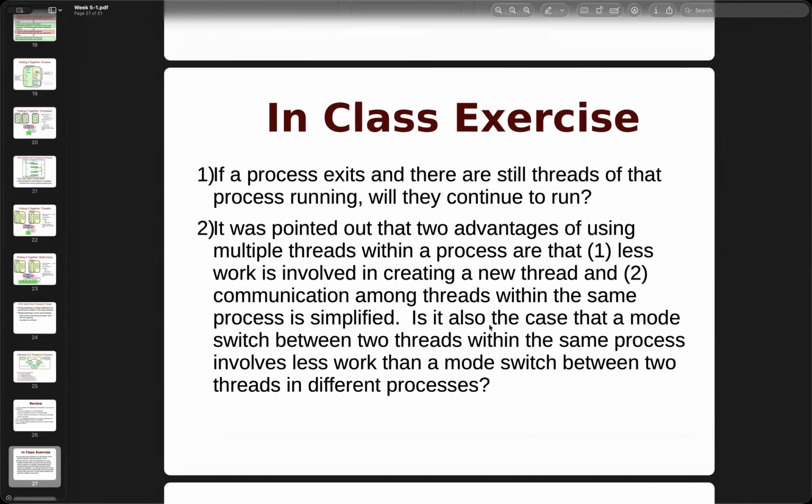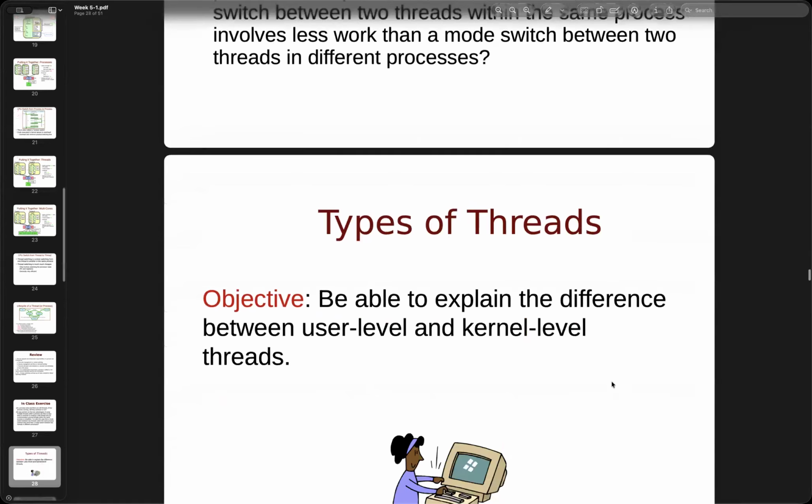For the next part, I'm going to move on to the types of threads.